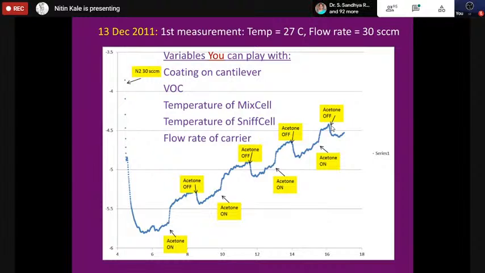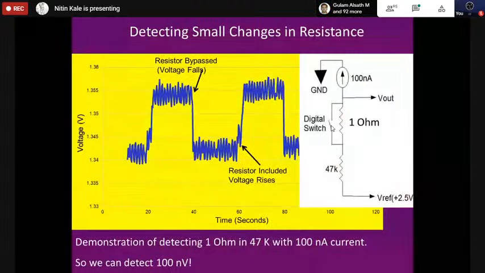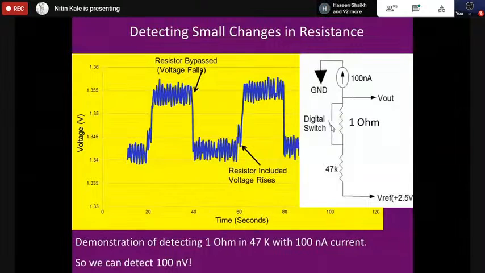Now, when I say carrier gas, what I mean basically is that vapors do not come automatically to the chamber. They are brought to the chamber with the help of carrier gas, whose flow rate is controlled. So there is a mass flow controller to do that job. The electronics is highly sensitive in the sense that you can detect a change of 1 ohm in about 47 kilo ohms with about 100 nanoamperes of current. This is to avoid self-heating in the cantilevers due to a flow of current. You can see that 100 nanoamperes is a very, very small amount of current.